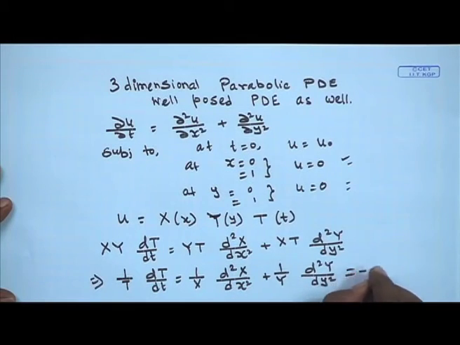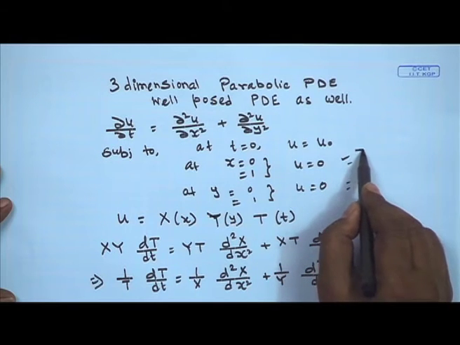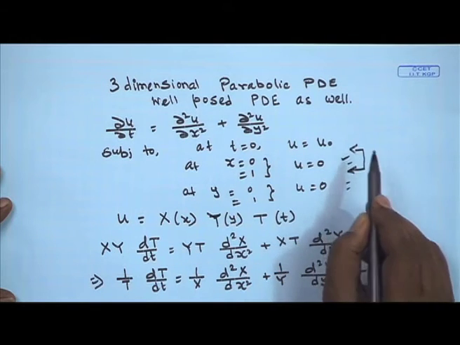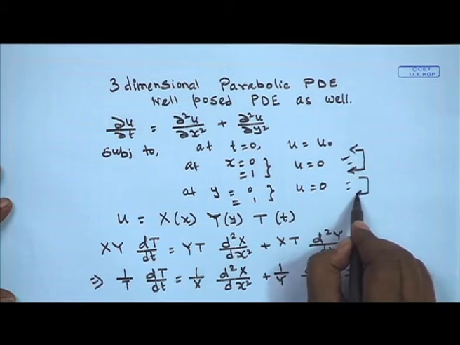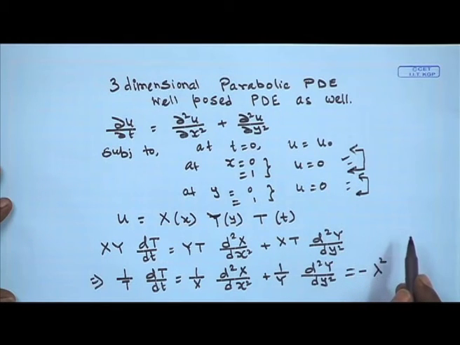So, this is equal to some constant, and that will be a negative constant, minus lambda square, because we are going to formulate a standard and independent eigenvalue problem in the x direction and an independent eigenvalue problem in the y direction, simply because the boundary conditions in these directions are homogeneous. So, if we have a homogeneous set of boundary conditions in a particular direction, then we will be formulating an independent standard eigenvalue problem in that direction.